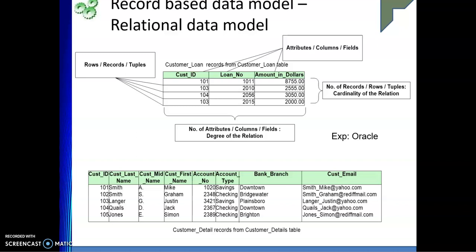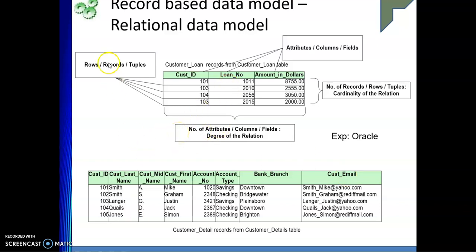In the relational model, the entire data is represented in a structure where you have rows, also called records or tuples, and attributes, columns and fields. So here you can see customer ID, customer last name, customer name, and 1020 is the account number. Savings. Then we have the branch number, where exactly the branch is, and the email ID of the customer. Each of these rows is different.